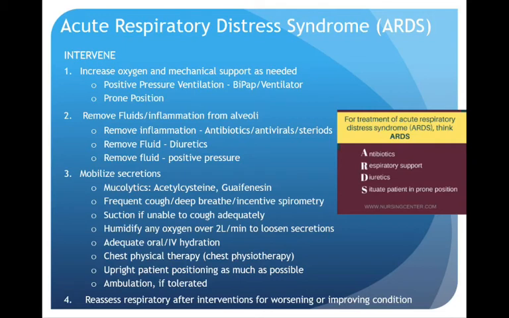Prone position, I have that on the next slide, will increase oxygenation by providing us more of a surface to exchange oxygen with, and I'll show that to you on your next slide. Then physically removing fluids and inflammation from the alveoli, we will use something to treat the source of the inflammation, and we physically remove fluids with diuretics and positive pressure ventilation, and then mobilizing those secretions and enabling those secretions to be coughed out.